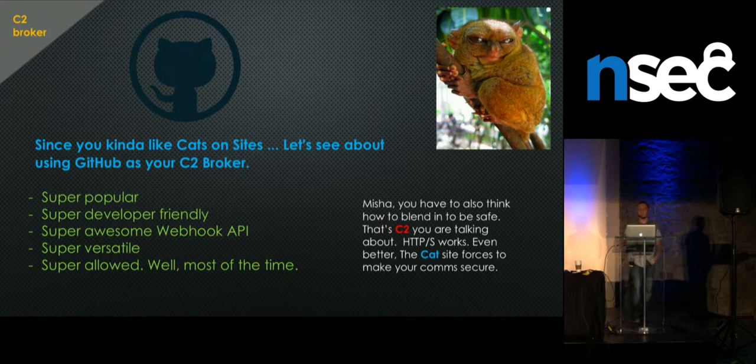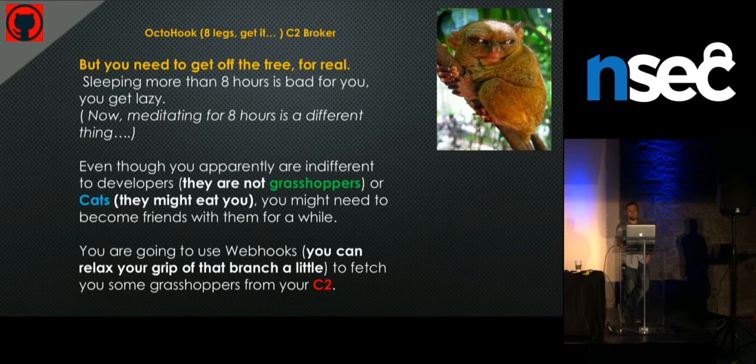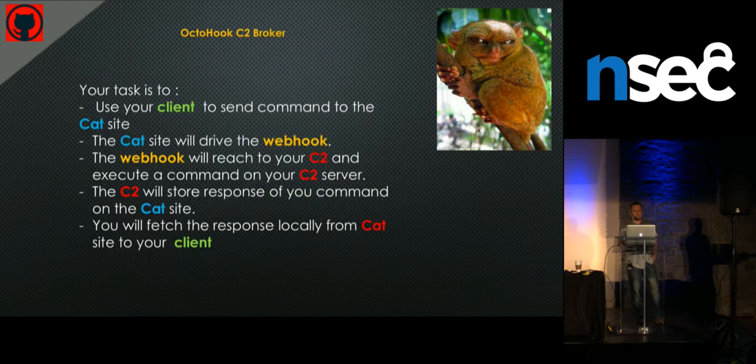Companies do allow traffic to GitHub, right? GitHub is specifically used for development, for DevOps, but also for infrastructure. So essentially, what we're going to do is use GitHub to create a broker for our C2. So the task is going to be for Misha to send a request to GitHub over webhook.